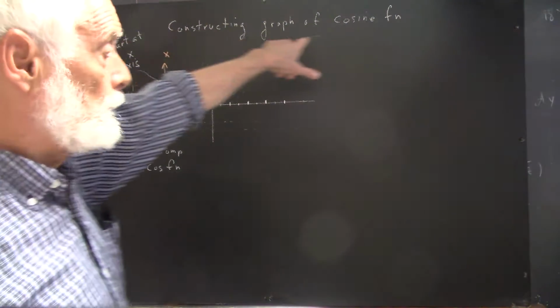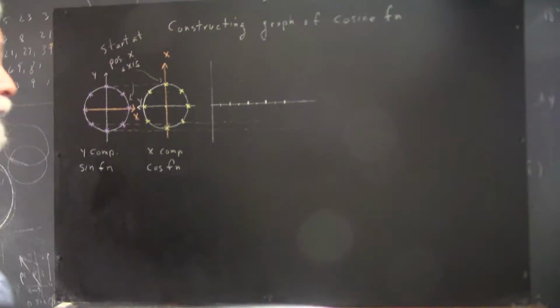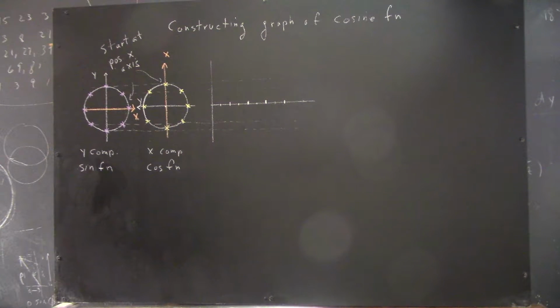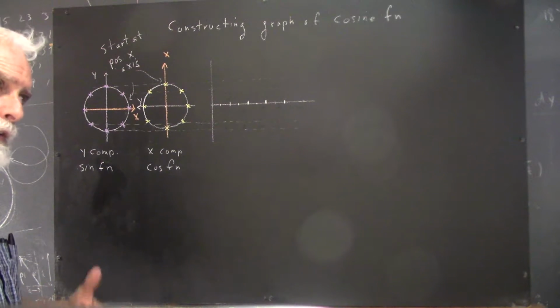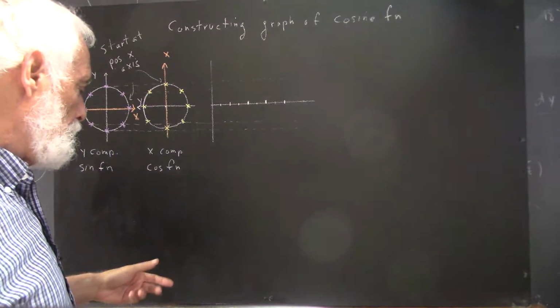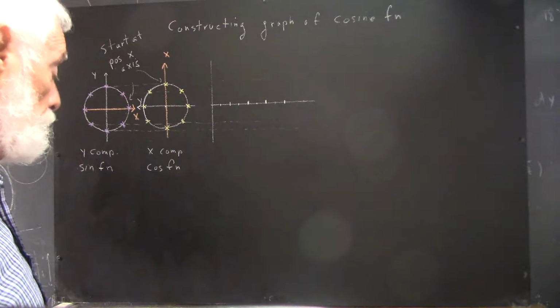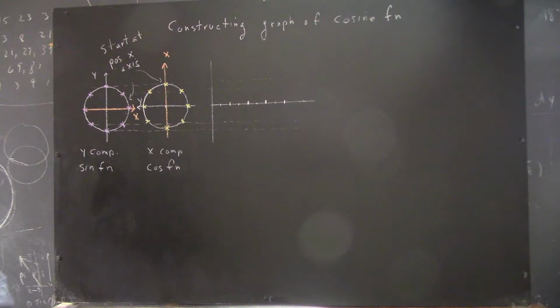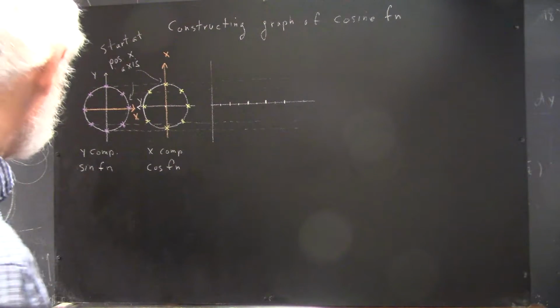Okay, we want to talk about constructing the graph of the cosine function. And this graph is just as easy to construct as that of the sine function. Of course, the construction can be quite tedious, and we're not actually going to do the construction now. You've seen how the construction is done, and you know perfectly well how to do these constructions.